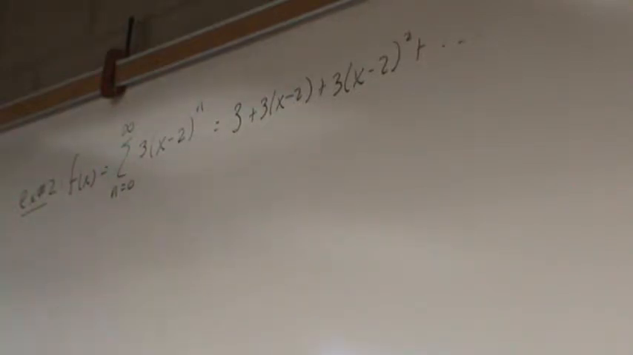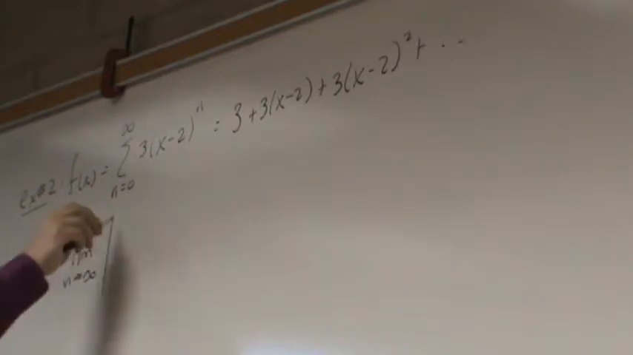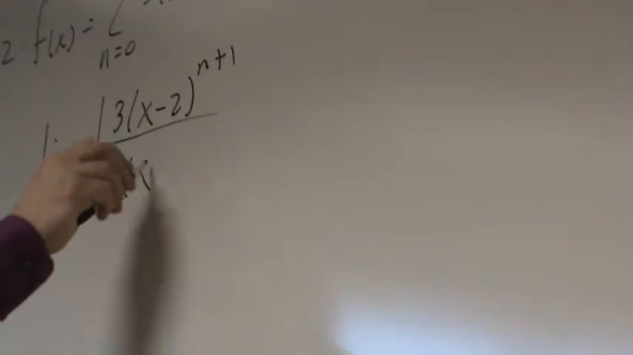Okay, so hey, and you know what we're going to do? Let's do ratio test. Limit as n approaches infinity. The n plus 1th term is 3 times x minus 2 to the n plus 1. Remember, you're not augmenting x. You're only augmenting n. Only n gets increased. The x just stays the same. And we're going to set that less than 1 because we want this to converge.